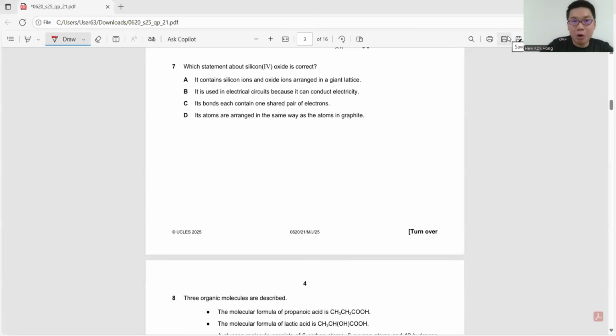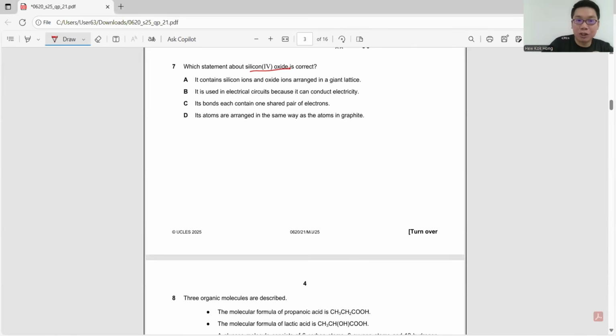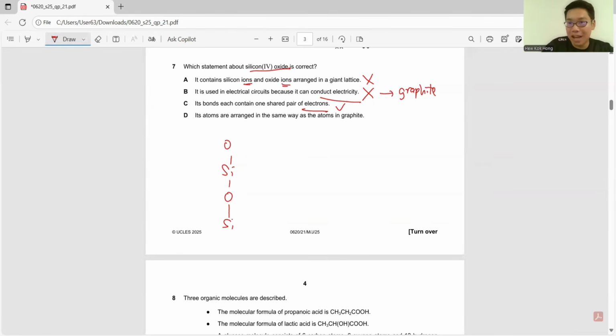Which statement about silicon oxide is correct? So silicon oxide is a giant covalent structure. It will be like this. Part A, it says it contains silicon ions and oxide ions, so not ions because it's a covalent structure. 7B says it is used in electrical circuits because it can conduct electricity. No, the covalent structure that can conduct electricity, we say it is graphite because it has freely moving electrons, but it's not in silicon oxide. C, its bond each contains one shared pair of electrons.